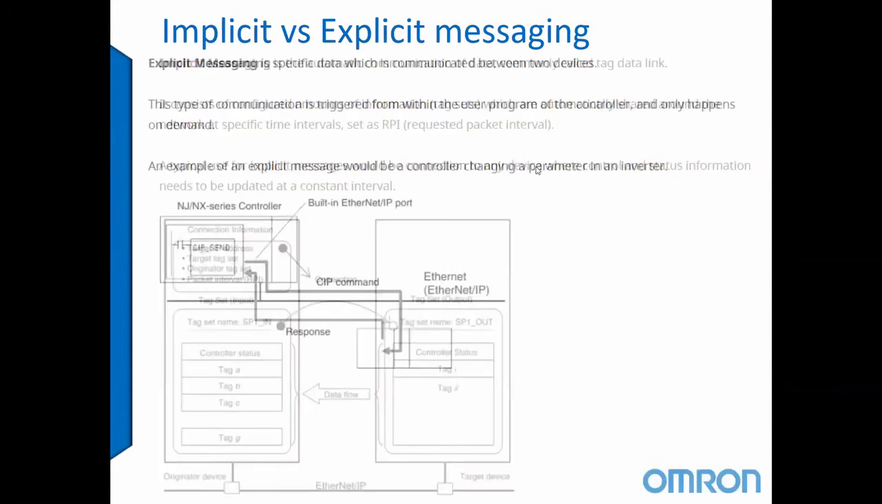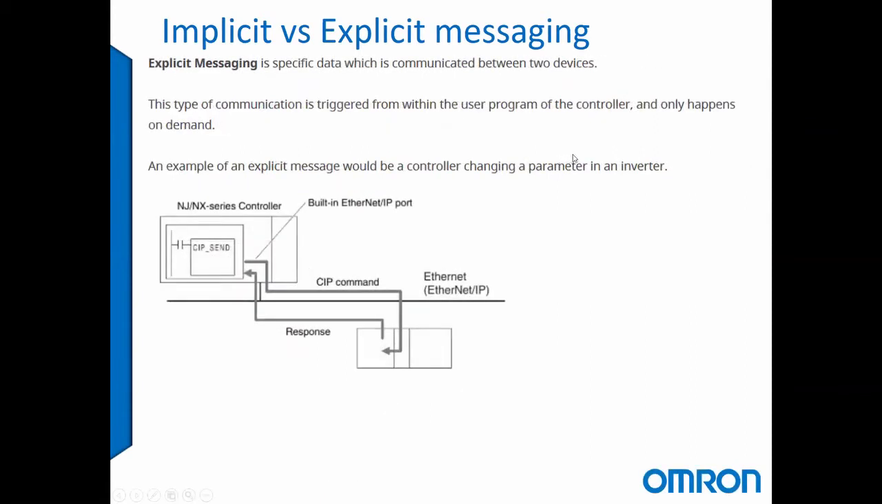Now, explicit messaging, this would be comparable to what we're going to be doing with Modbus. So we have to enter very specific address parameters on where this data is located, and we have to activate this function block every time you want to send an explicit message.